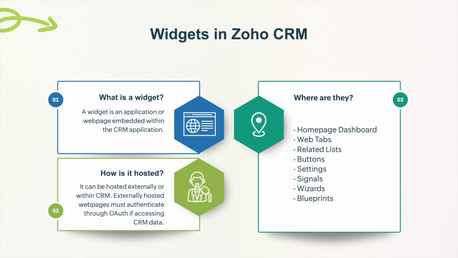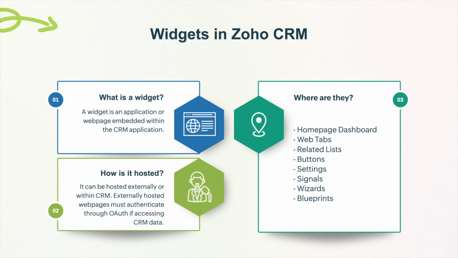So where are they? They're on the homepage dashboard. I use this one quite a bit. I think our dashboards have some improvements coming that are needed. So I actually use a lot of widgets and dashboards for some of our enterprise customers because I need to see different data from different places when they log into the CRM. Web tabs: if you don't know what a web tab is, it essentially just looks like another custom module out there, but it accesses a URL.